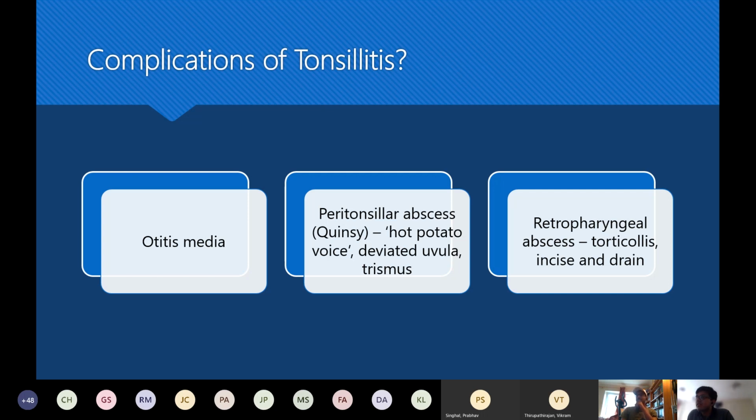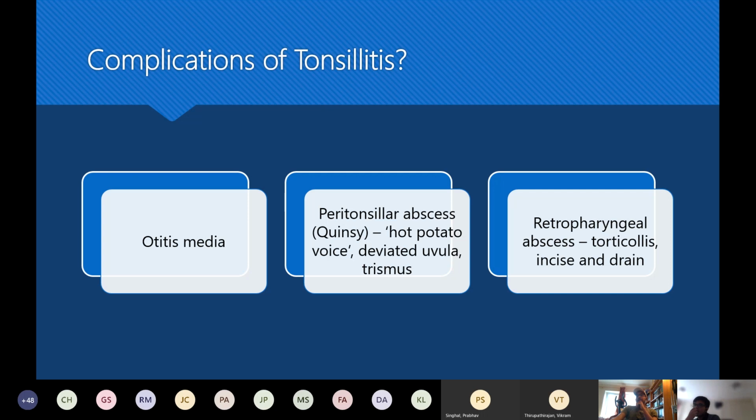Otitis media? Yes. Mediastinitis. I mean, you could, but that's more likely if it's a Fusobacterium cause. It'd have to be really bad to get mediastinitis. Okay. Should I bring it up? Yeah, go on.